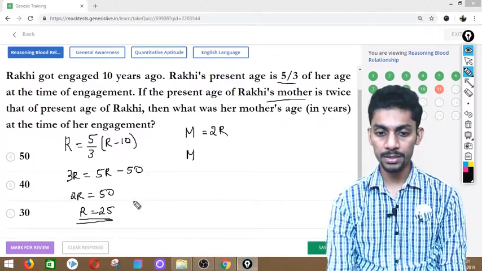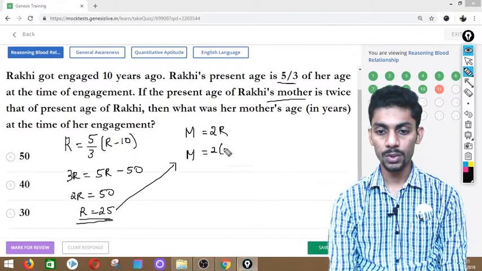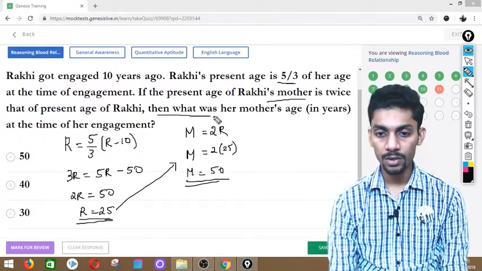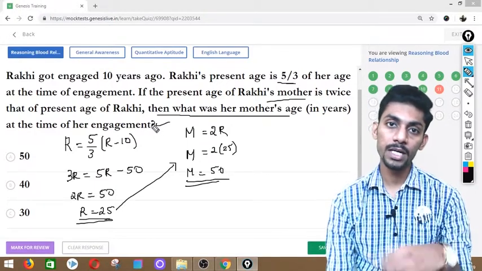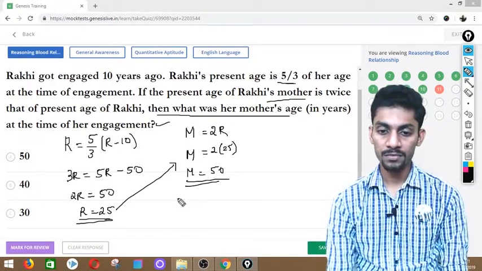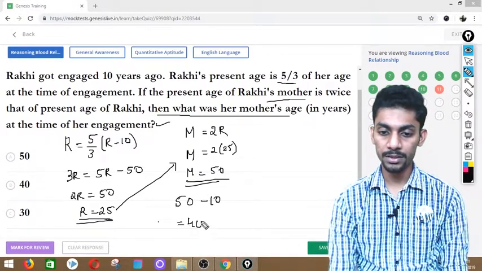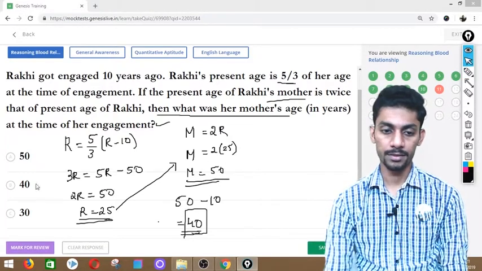So what is her mother's age? That is 2 into 25. So mother's age is 50. So what are they asking? What was her mother's age at the time of her engagement? When was her engagement? It was 10 years ago. So 50 minus 10. So mother's age was 40 years when Rakhi got engaged. Clear? That is what they asked.